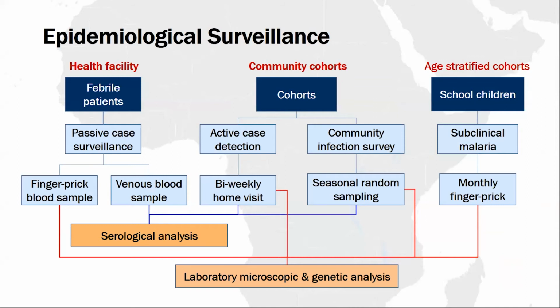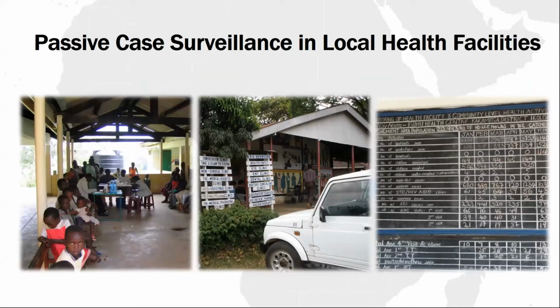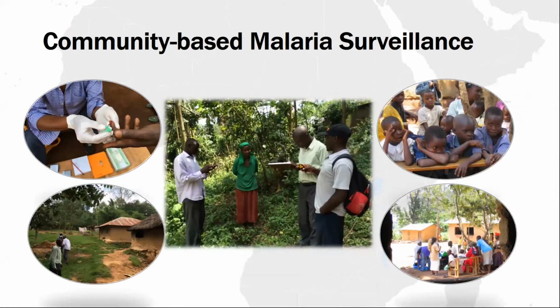We conducted passive case surveillance from health facilities, active case surveillance from community cohorts, and age-stratified cohorts in school children to examine both clinical malaria and asymptomatic infections. This design is to comprehensively assess the impact of irrigation on malaria. This shows ICEMR researchers working with staff in local health facilities, and ICEMR researchers conducting active case surveillance in local communities and the schools.